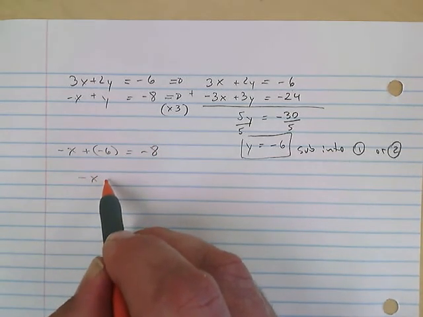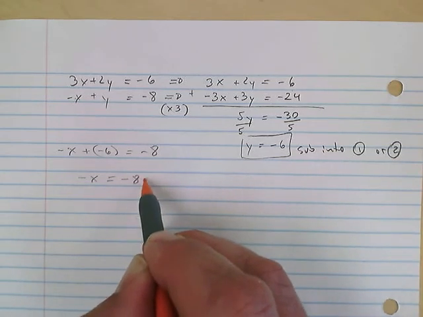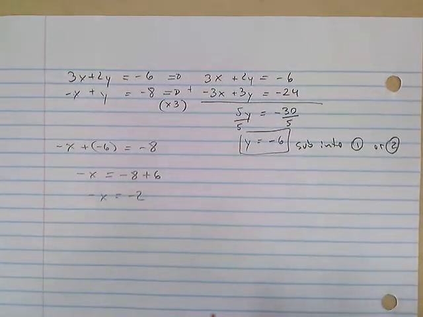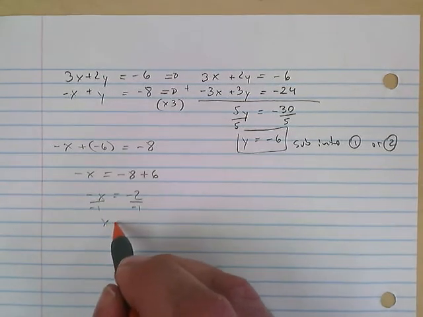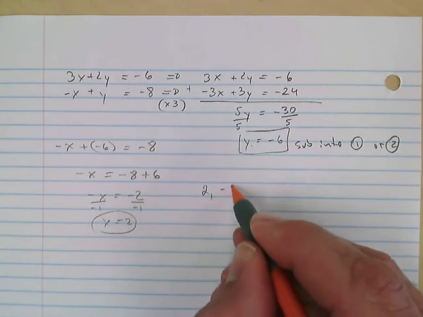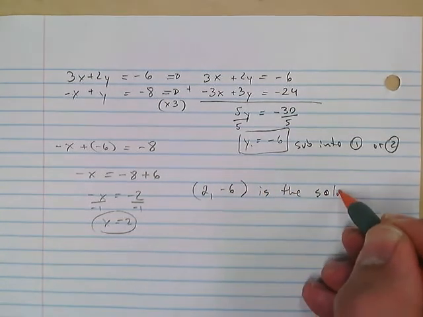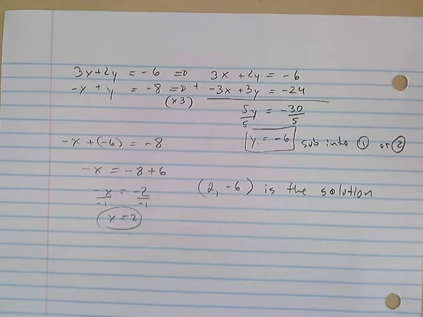Negative x, the 6 goes over adding, right? So it's negative 8 plus 6. Negative x is equal to negative 2, right? You divide both sides by negative 1, and x is equal to 2, which is what we wanted. So make sure you always state the solution. I already verified, so no need to do that again. Okay, so this is question 1. I will make more videos where I go through this whole worksheet essentially.